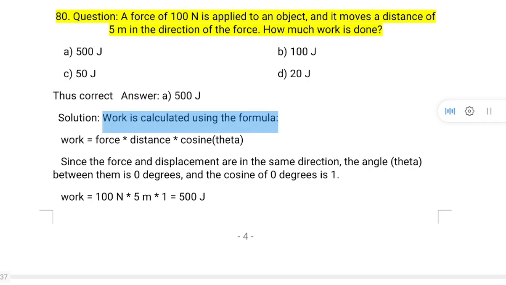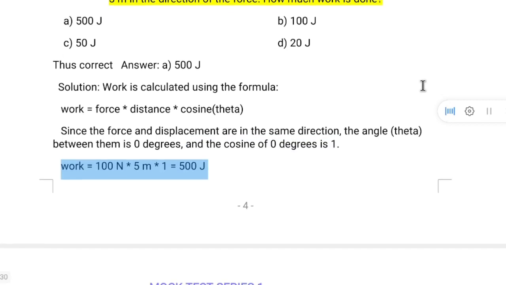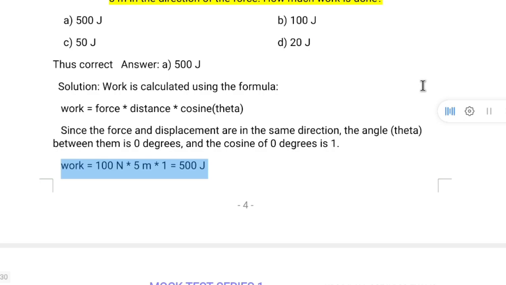Solution. Work is calculated using the formula: work equals force times distance times cosine theta. Since the force and displacement are in the same direction, the angle theta between them is 0 degrees, and the cosine of 0 degrees is 1. Work equals 100 N times 5 meters times 1, which equals 500 J.